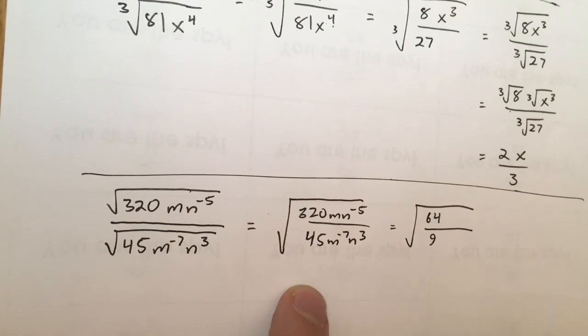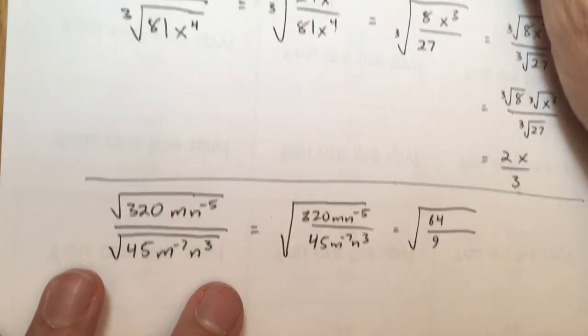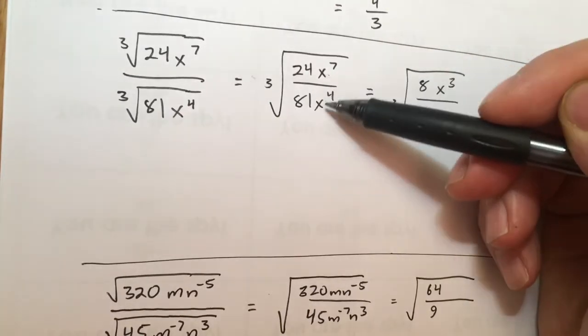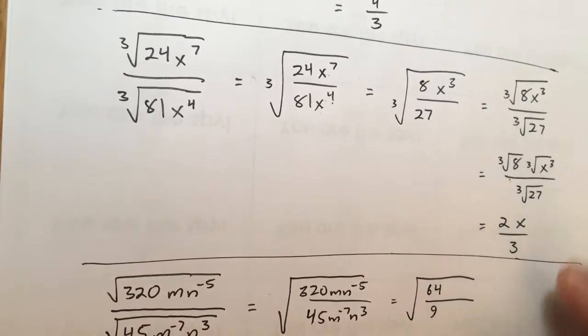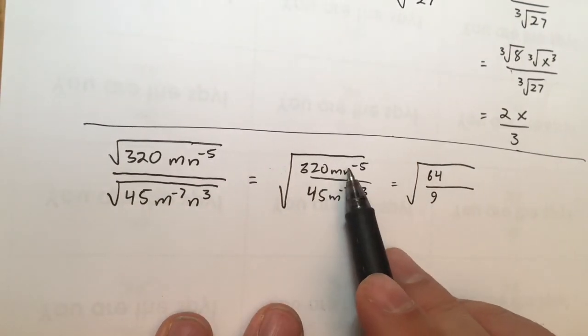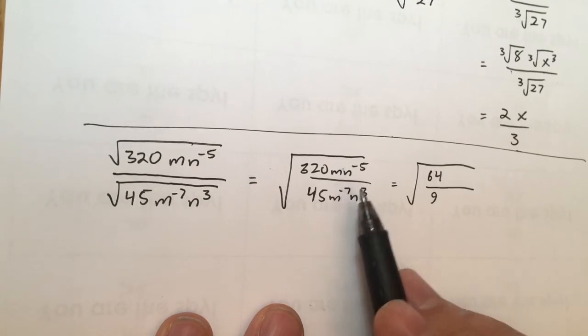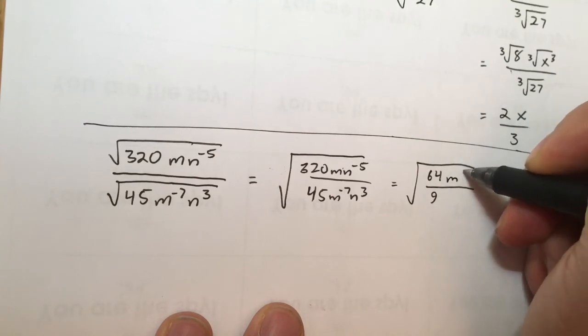What about the variables? Well, same thing that we did up here. If you have the same variable in the numerator and denominator, you can just subtract the exponents. So if I want to leave m in the numerator, I'd subtract 1, this is an exponent of 1, if you don't see it, it's always a 1, minus negative 7. 1 minus negative 7 is 8.